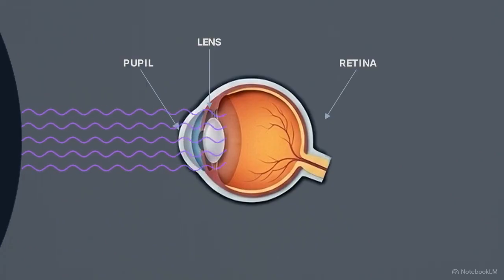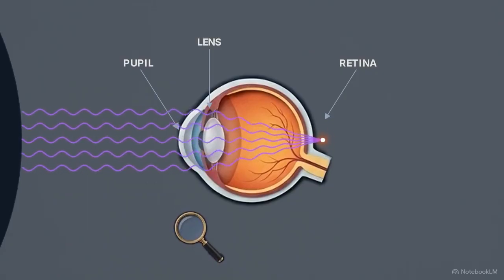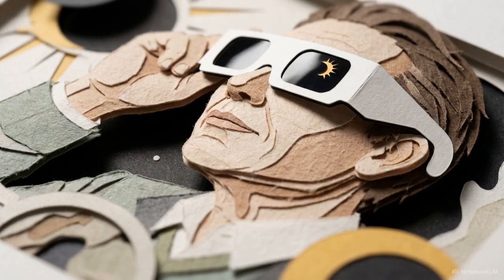It enters your pupil and focuses sharply onto the retina, acting exactly like a magnifying glass in the sun. Because your retina lacks pain receptors, you will not feel this radiation burning the tissue. This causes permanent damage without any immediate sensation, which is why specialized protective lenses are required.